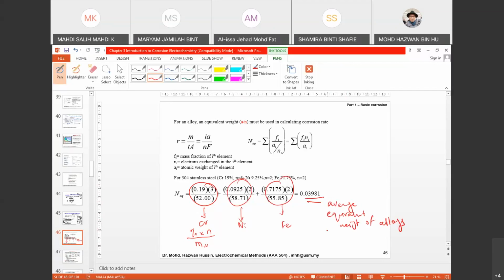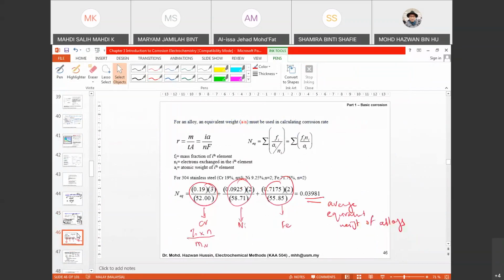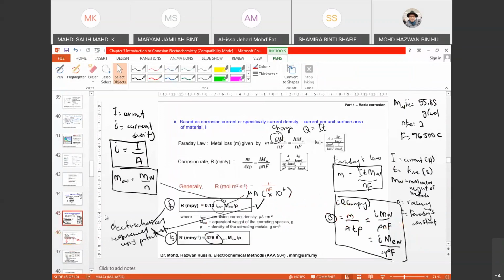Okay, so this is actually important when you have alloy. If you have pure metals, like pure iron, then you will use this formula straight away without calculating the equivalent weight. Once you use alloys, then you have to find the average equivalent weight. Then it will be substituted over here, the average equivalent weight, for the mass loss using this one.